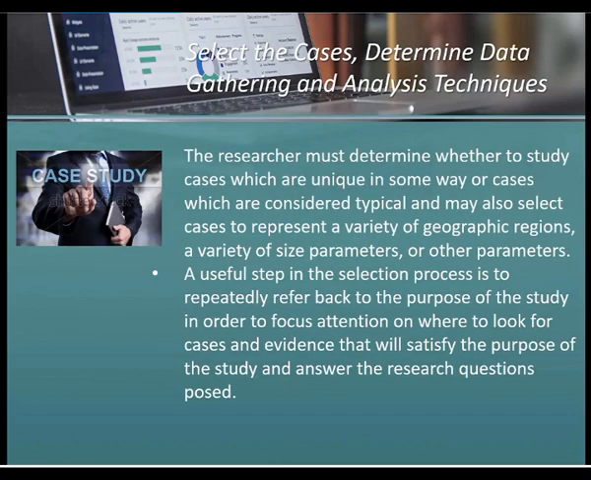So the researcher must determine whether to study cases which are unique in some ways, or cases which are considered typical, and may also select cases to present a variety of geographic regions, for example, a variety of size parameters and other parameters. A useful step in the selection process is to repeatedly refer back to the purpose of the study. Why are you doing that study? What do you want to find out? What are your research questions? Okay, so it goes back to that. The scope of your study will be determined by your question in the first place.